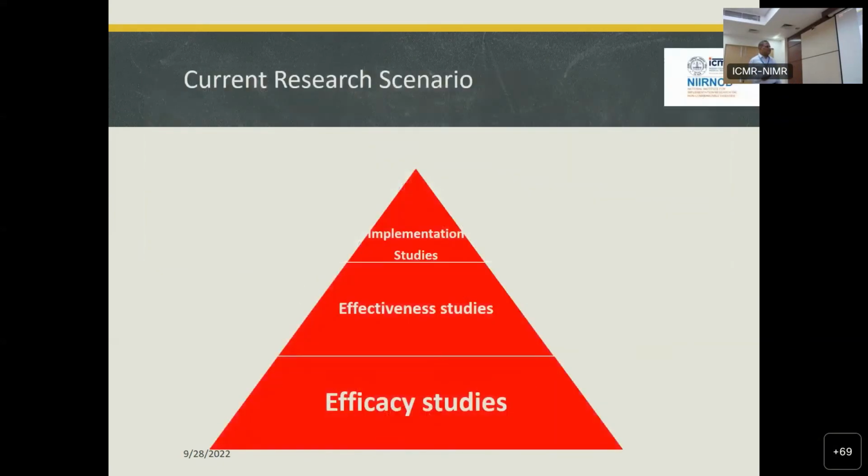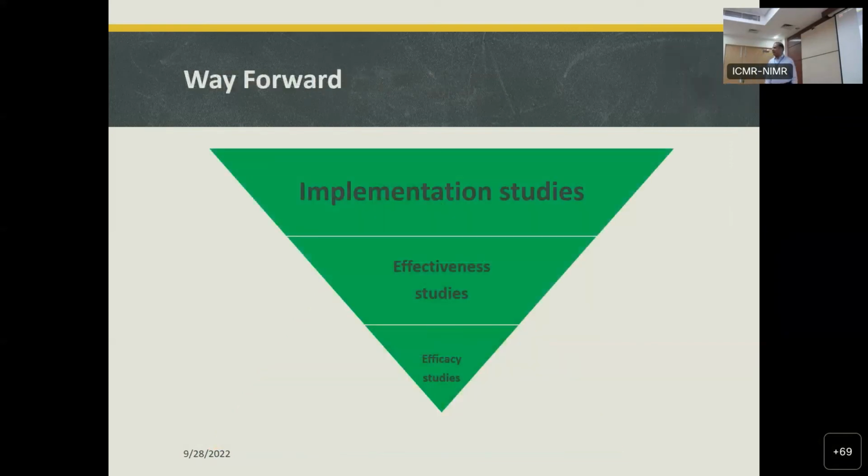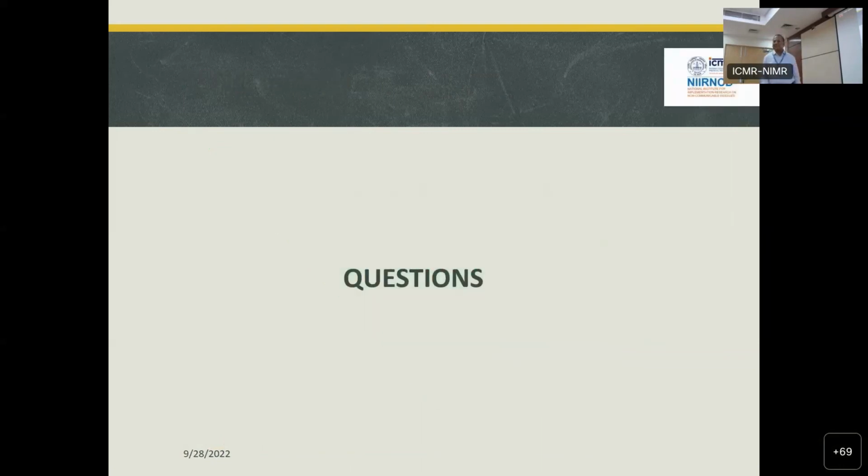And then, so to conclude, where do we stand? From the data we saw, large number of efficacy studies, significant number of effectiveness studies, but implementation studies are minimal. So the simple answer is truncate the pyramid. That's all. Reverse the pyramid. You have enough knowledge here, you have enough knowledge here, now concentrate. And probably we'll be in a better off position. That's it. Thank you.